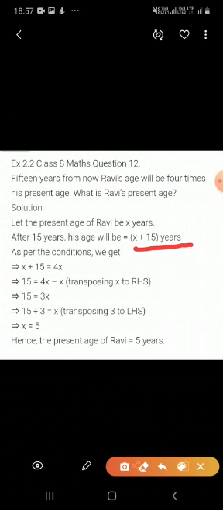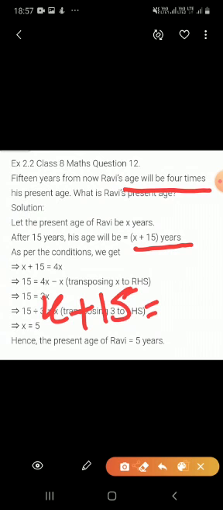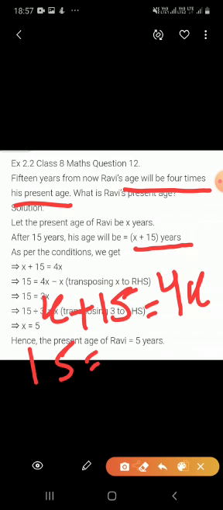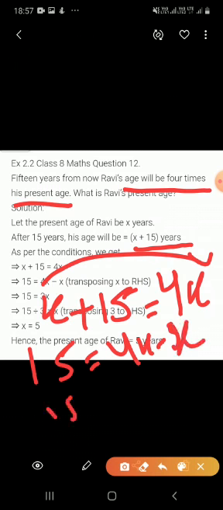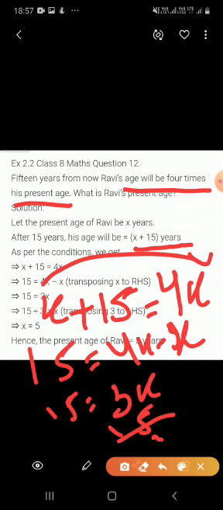Again see the first line. 15 years from now, Ravi's age will be 4 times his present age. So after 15 years his age will be what? x plus 15. That will be equal to what? That will be 4 times his present age. 4 times of his present age, that is 4x. Now 15 equal to, we can shift this x to this side, so it will become minus x, 4x minus x. So 15 equal to 3x, and 15 upon 3 will give you the value of x.